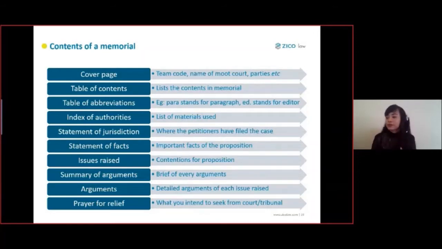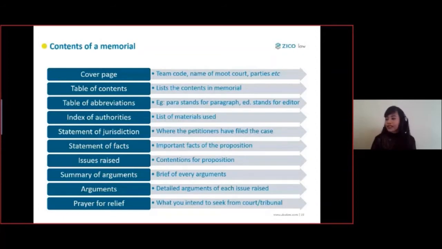Next are the arguments, which contain detailed arguments on the issues raised. One tip I can give you is to not make it repetitive. Once you have a proposition, try to find two or three sources to put in your index and in your citation, because I believe that actually carries marks. And lastly is the prayer for relief, which is basically what you want to ask from the tribunal or the court.